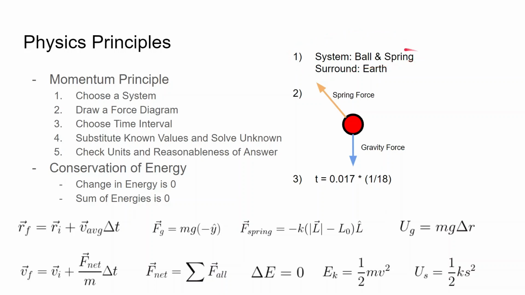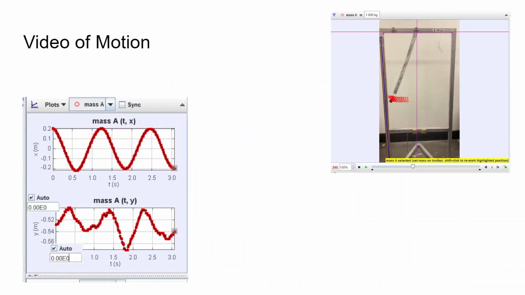As for the system itself, the system contains the ball and the spring, while the surroundings contain the Earth. The two forces acting are the spring force, which is in the negative L hat direction, and the gravity force, which is in the negative y hat direction. As for the time, delta t, 0.017 is the time between frames on the camera, and 1/18 was a multiple, a constant used to align the data calculated with the data experimented.